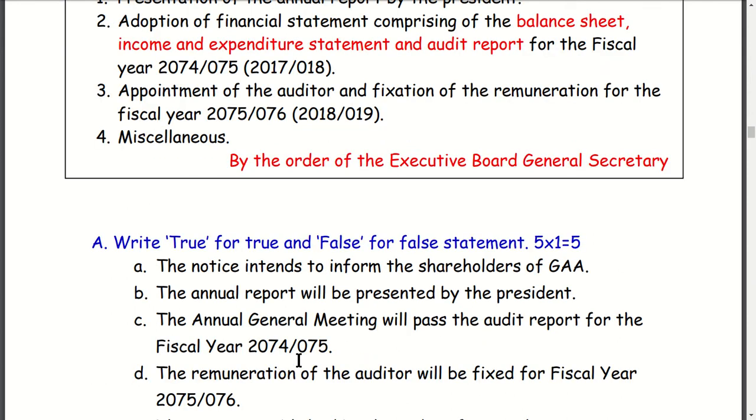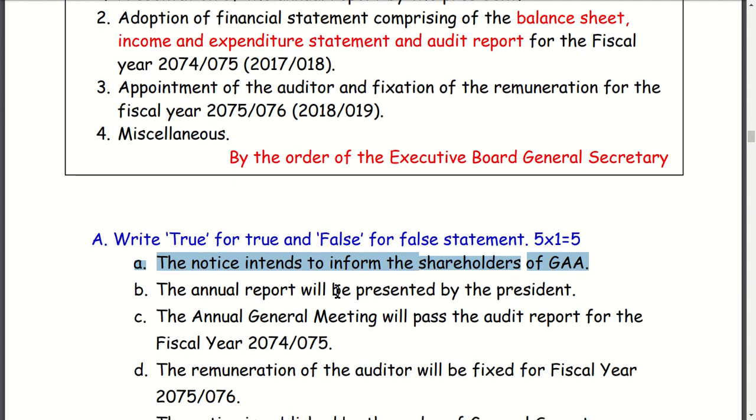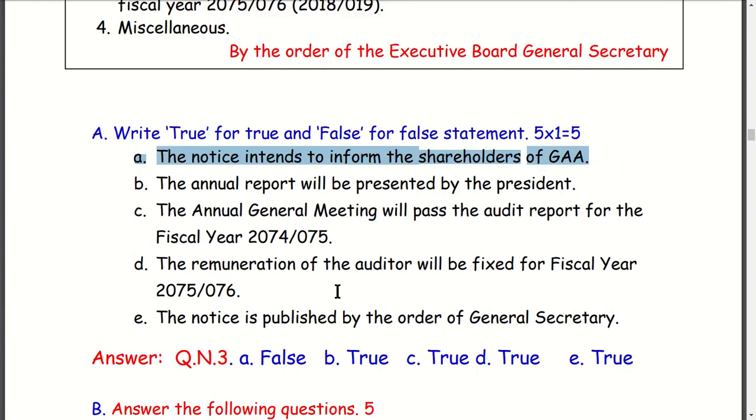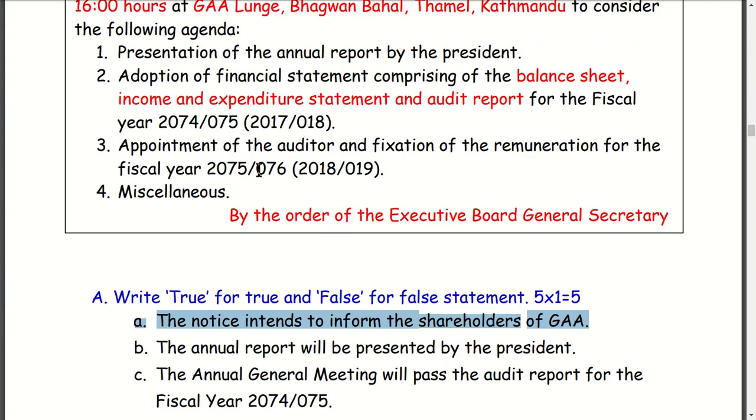Okay, this is a very easy question. You just have to write T for true and F for false. But I advise you to copy down the statement if you have time, and write T for true and F for false. Now let's say which is true, which is false.